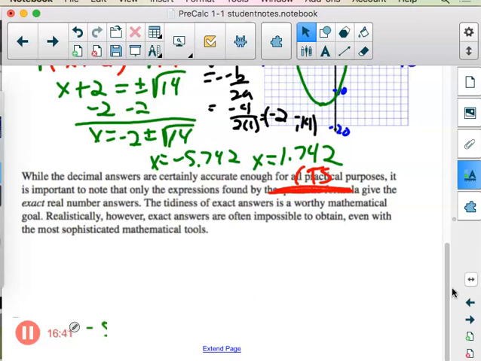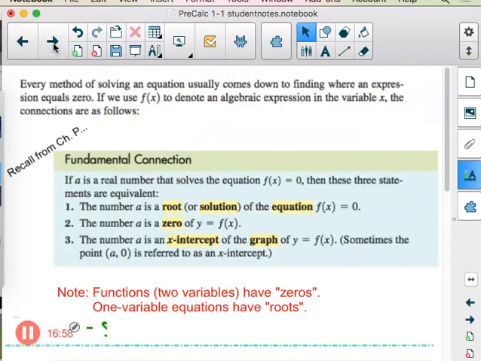So the tidiness of exact answers is a worthy mathematical goal. Absolutely it is. And that's what we spend most of our time doing in here. Realistically, however, exact answers are often impossible to obtain, even with the most sophisticated mathematical tools. So, perfect is hard to get in the real world.